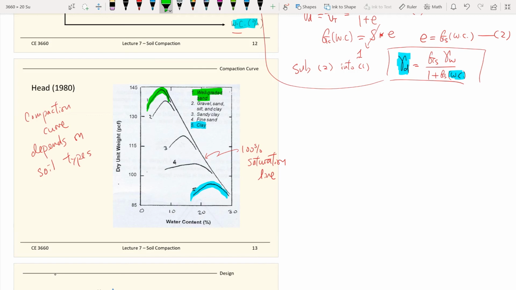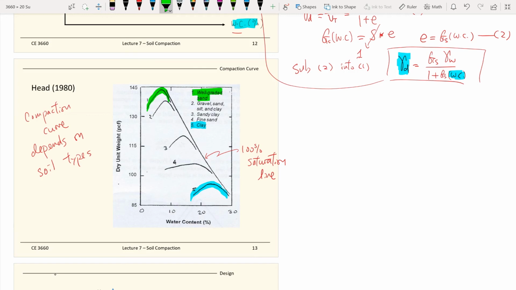But sand is a much stiffer material than clay, so we expect that you can achieve a much higher dry unit weight or dry density. That's why it is in the upper left-hand corner. So it depends on your design. With your understanding as a geotechnical engineer, you can advise your clients on your design. You can specify what type of material you will recommend for your project.